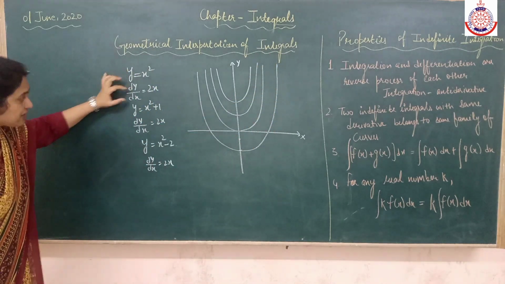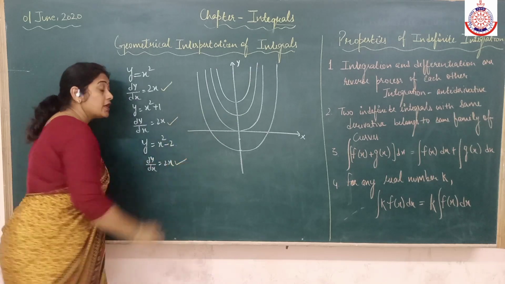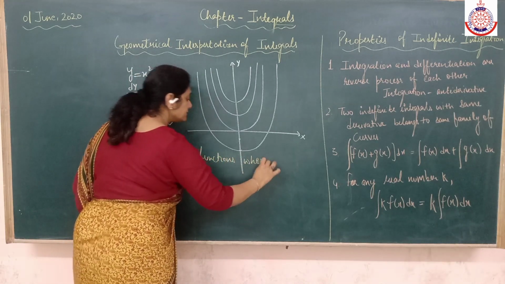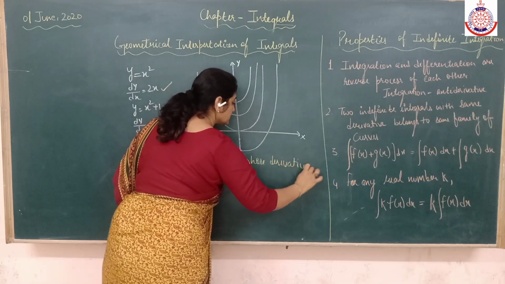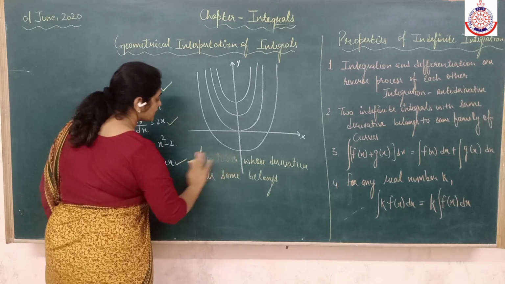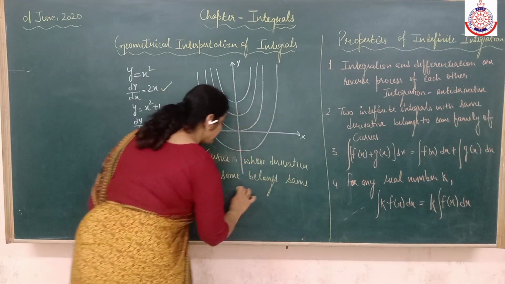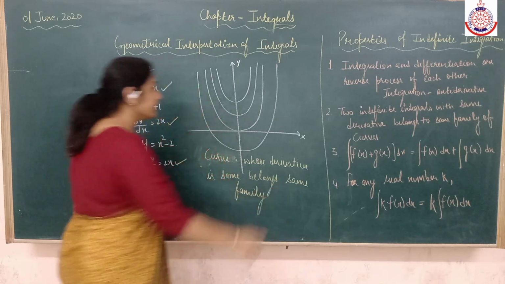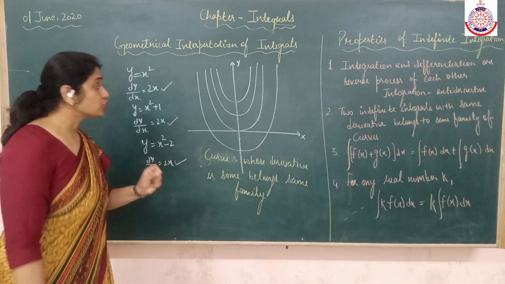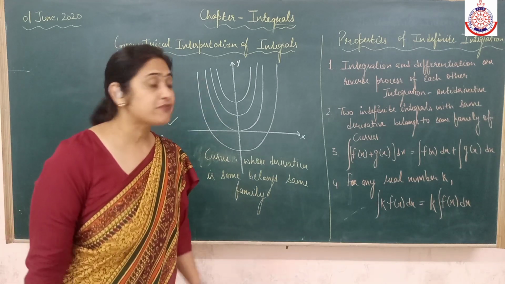So that means all the functions whose derivative is the same, you can say curves because we are doing geometrical, the curves whose derivative is same belong to the same family. They belong to the same family. Is it clear? That means all those curves whose differentiation is the same belong to the same family. That means these are all representing the family of parabolas.